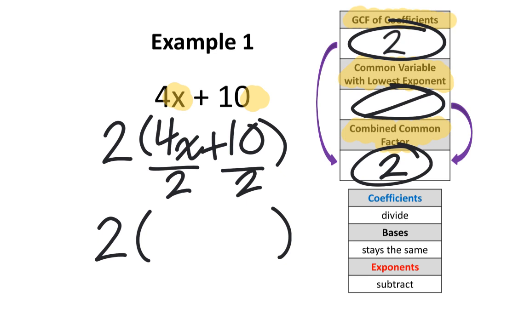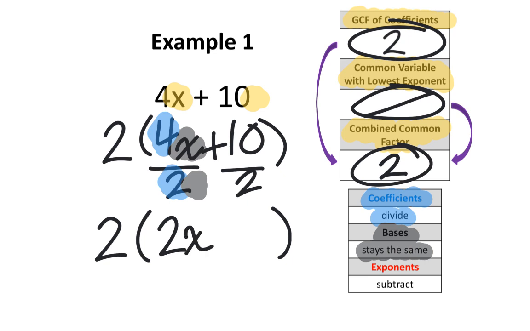The first step of the quotient rule is to look at the coefficients. The coefficient here would be 4, and the coefficient here would be 2. You want to divide coefficients. So 4 divided by 2 is going to give you 2. Next, you want to take a look at the bases. This has a base of x. This does not have a base. Bases stay the same. So that x is going to stay x.